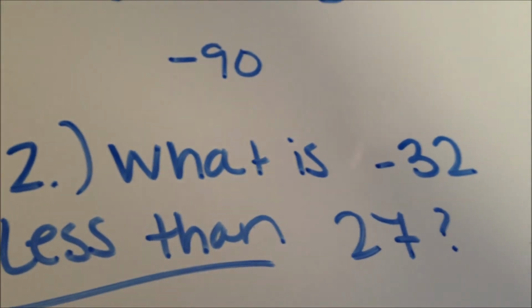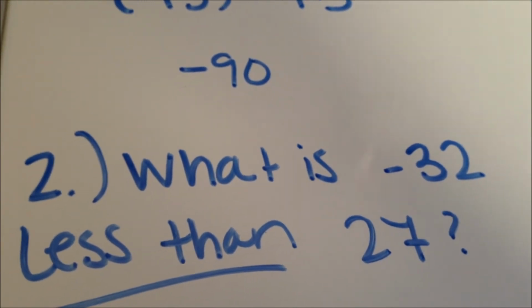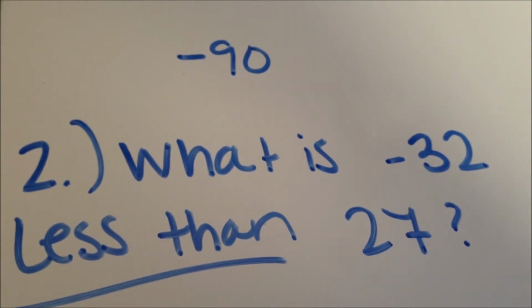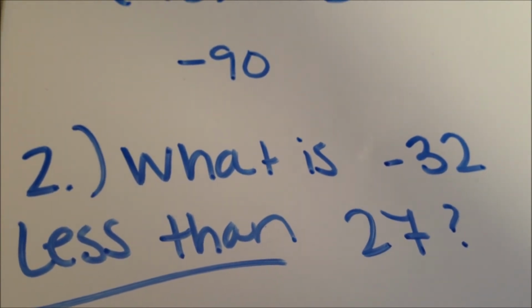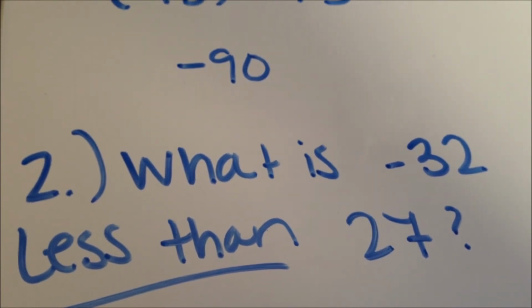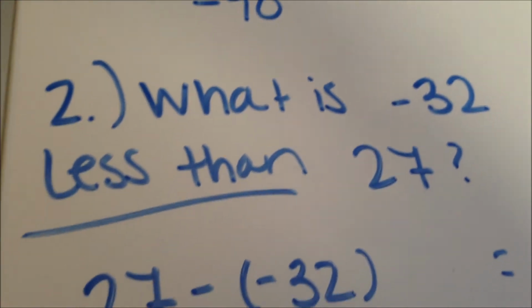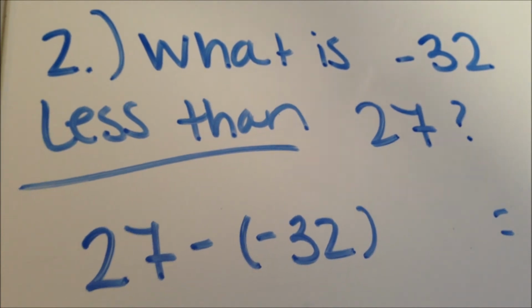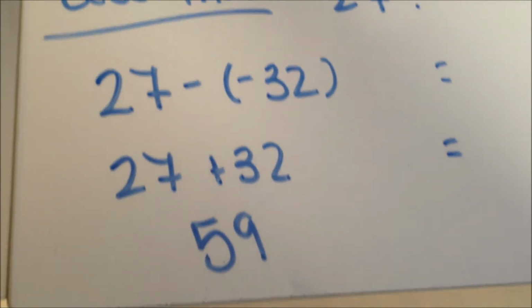Number 2, what is -32 less than 27? Okay, so we see the phrase less than, extremely important, not to ignore. Now, you're going to switch the order of the numbers when you write it out as an expression. You're going to write it as 27, less than means subtraction, so 27 minus negative 32. Do not write negative 32 minus 27. That is incorrect. So 27 minus negative 32. When you have minus and negative, it becomes a plus. So 27 plus 32, which is simple addition, your final answer is 59.